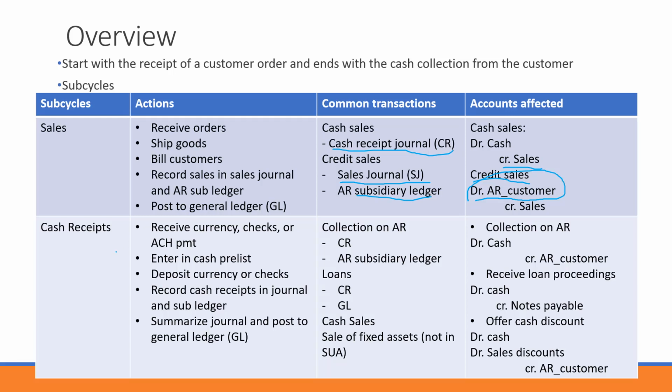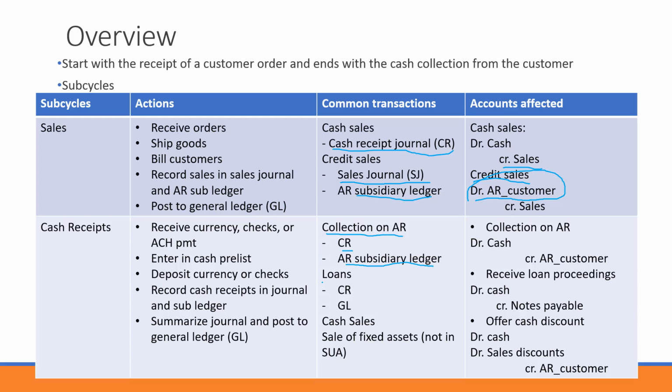So for the cash receipt sub-cycle, the common transactions involve all transactions that involve collecting or receiving cash. It doesn't have to be transactions that directly generate revenue. The common transactions I listed here are collections on accounts receivable. Then the journals involved: you need to record that in the CR, cash receipt journal, and the accounts receivable subledger.